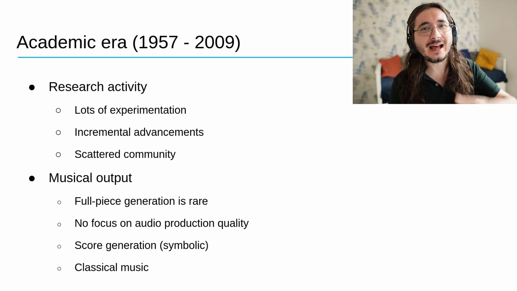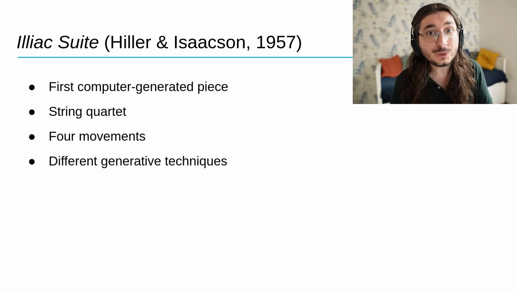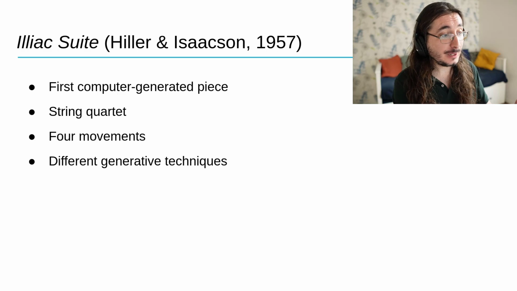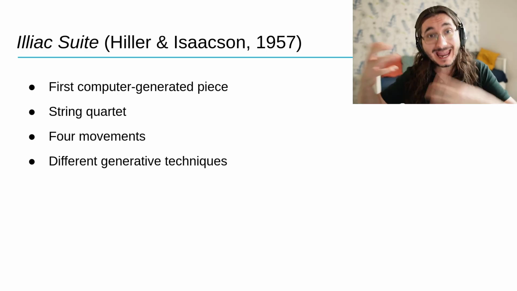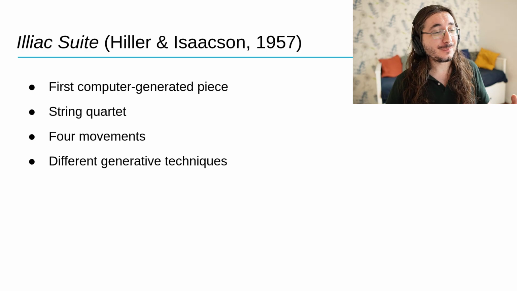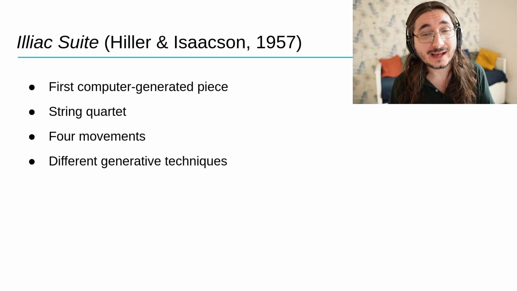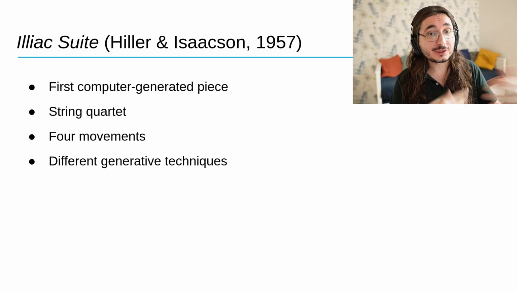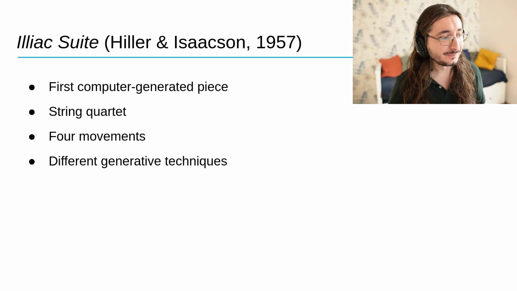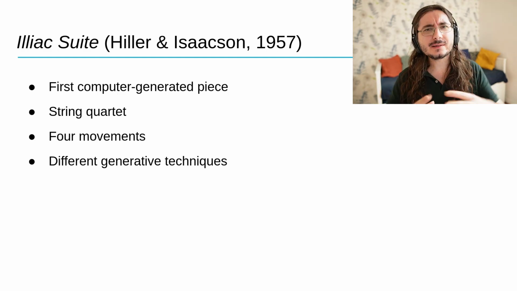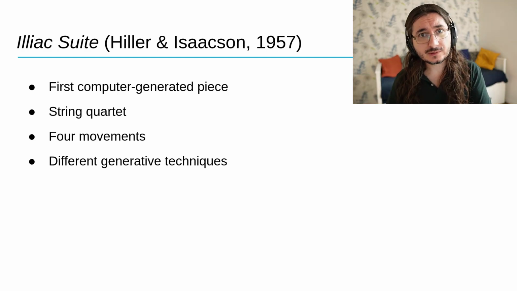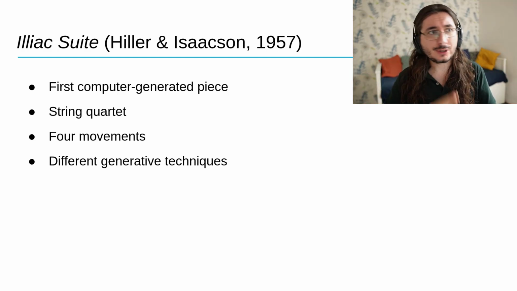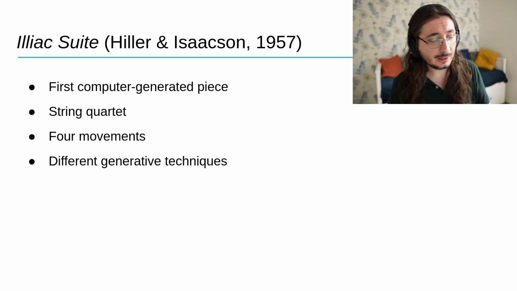During this era, we have the first composition generated by a computer. And from what we know, that composition is the Illiac Suite, and this Illiac algorithm was developed by two composers, two researchers at the University of Illinois, Hiller and Isaacson, and they published this composition in 1957. So what is this composition about? It is a string quartet. It's divided into 4 different movements, and for each movement they used different techniques like generative grammars or Markov chains.